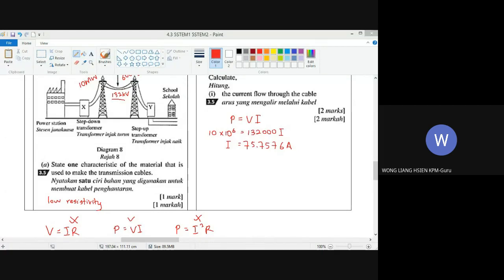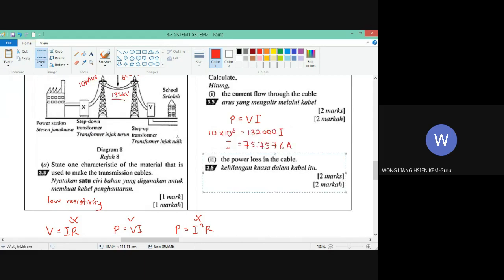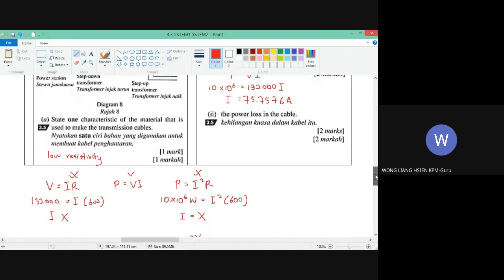Continue. Next is power loss in the cable. We want to calculate the power loss in the cable. So, if we want to calculate the power loss in the cable, then we can use P equals I square R. Because now we have the current that passes through the cable, we have the resistance of the cable, so we can calculate the power loss in the cable.